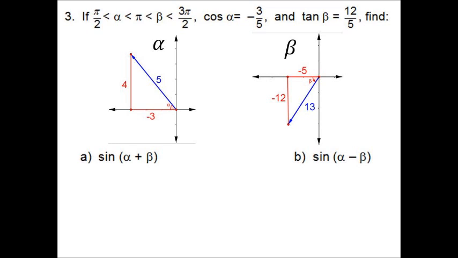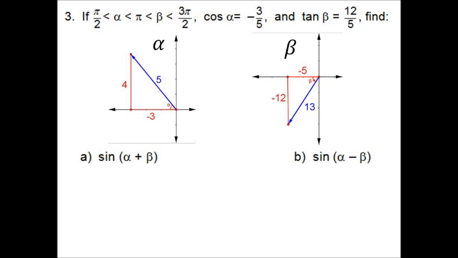Then when it tells us that pi is less than beta, which is less than 3 pi divided by 2, we know that's telling us that beta is in the third quadrant, so that's why it's drawn there. And in the third quadrant, your x value is negative and your y value is negative. So our adjacent value is negative 5. Our opposite value is negative 12 because it tells us that tangent of beta is 12 divided by 5. That's opposite over adjacent. And because it's positive, both of them are negative. If you have a negative over a negative, that leaves us with a positive. And from Pythagorean theorem, we could find that the hypotenuse is 13.